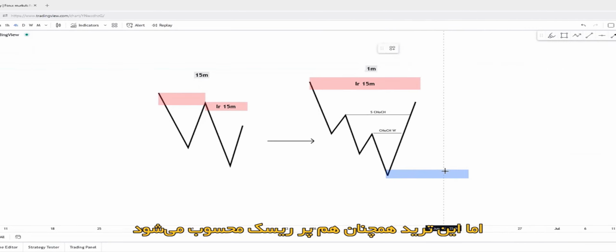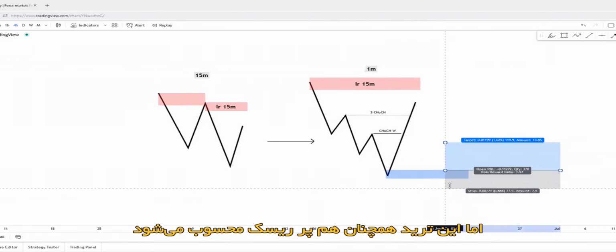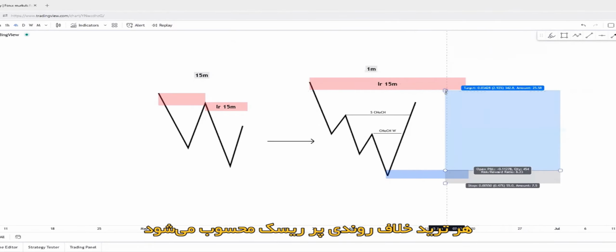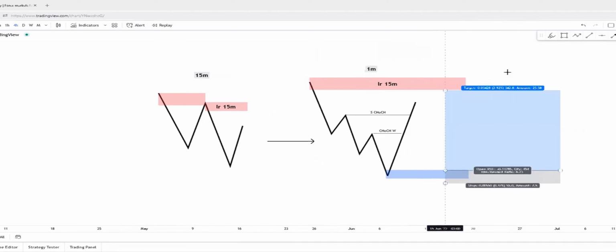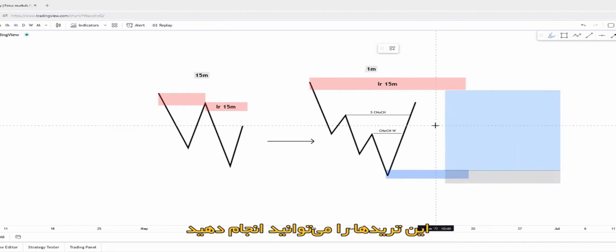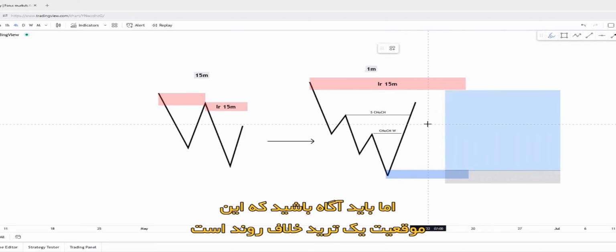And in this case, this trade is still considered risky. This is still extremely risky, because this is a counter trend trade. Every single counter trend trade can be considered risky. But with enough confluences, with enough criteria, these trades can be played. You just have to know that this is a counter trend trade and counter trend opportunity.